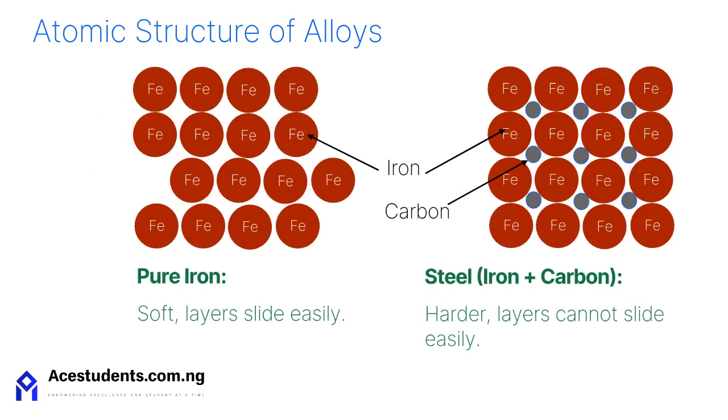Let's compare pure iron and steel. Pure iron is soft because its atoms are arranged regularly, allowing easy sliding. When carbon atoms are added, they fill gaps between the iron atoms. This prevents the layers from sliding, making steel much stronger and more useful.